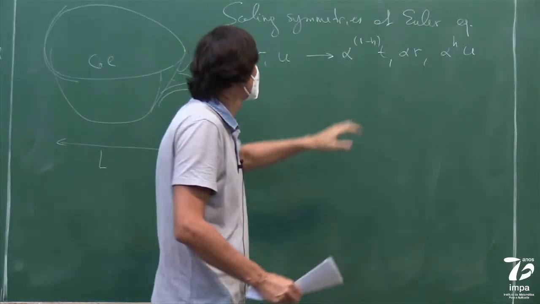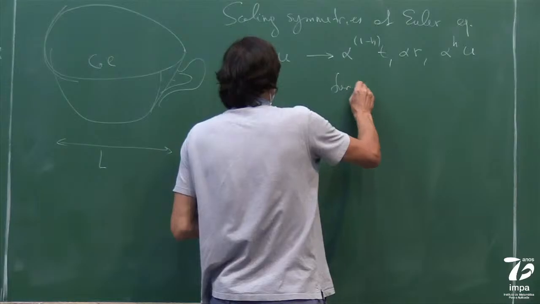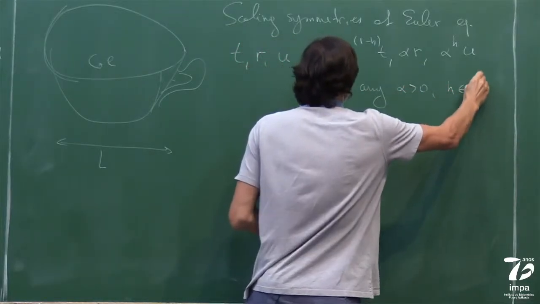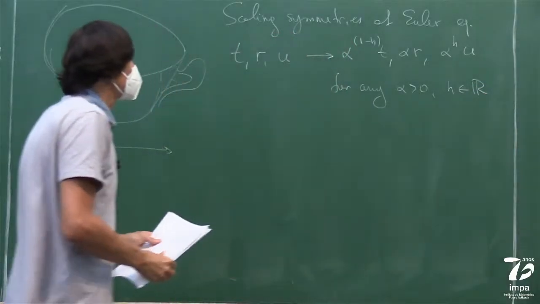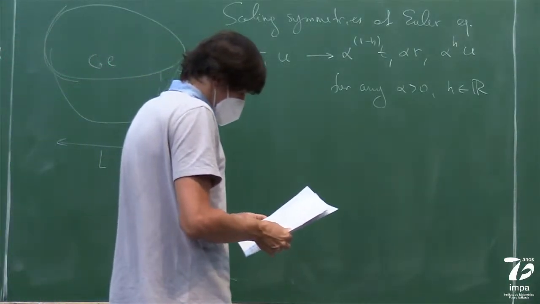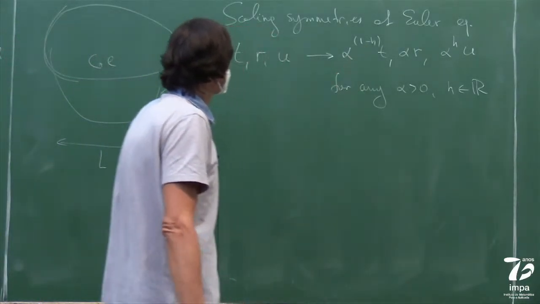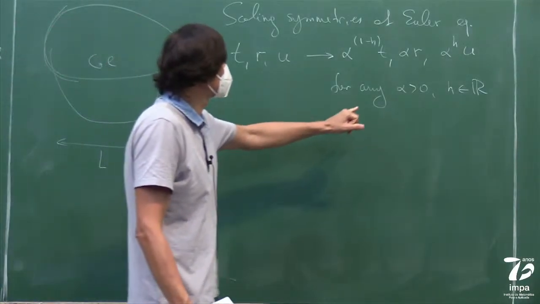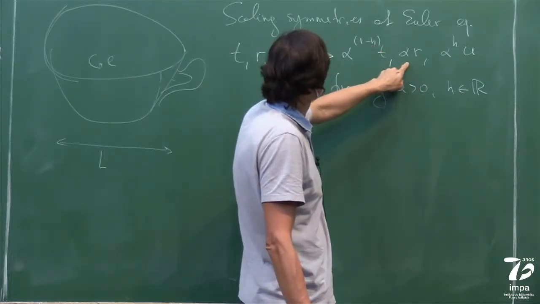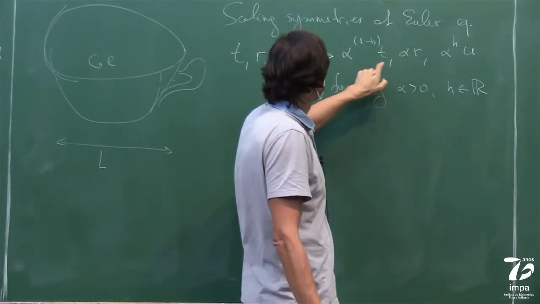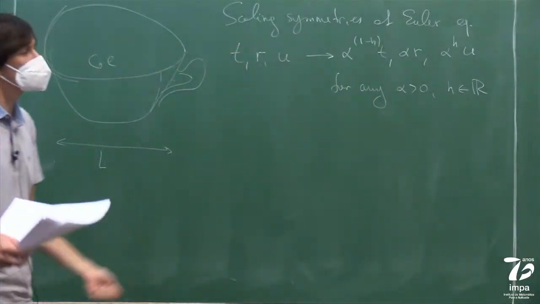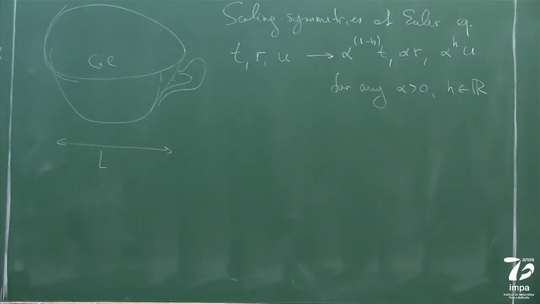So it's still a solution for any alpha positive and h real. h will be the exponent of our scaling law. You see, h defines the difference of how much you scale. When h is 0, you scale time and space in the same way. When h is not 0, it means that you scale time and space differently. Good.